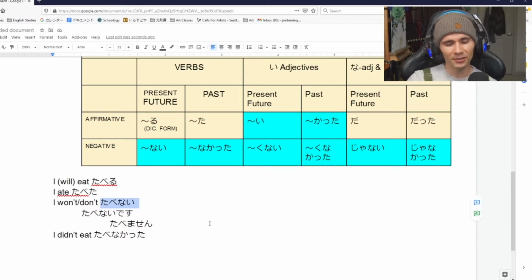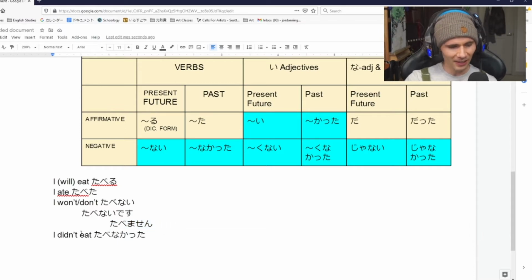It's not rude, it's conversational, but it's not appropriate for maybe talking to a boss or a teacher and, you know, other people like that. You can get away with using tabenai desu though in those situations. Tabemasen might be the best one in those situations where you're talking to teachers and superiors and stuff.